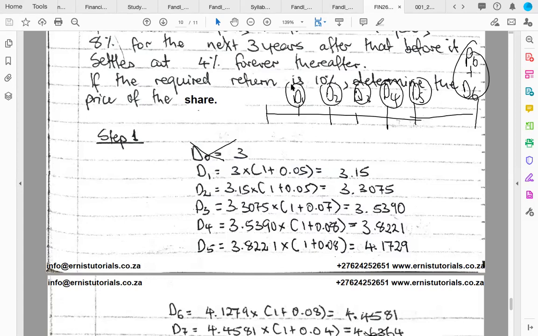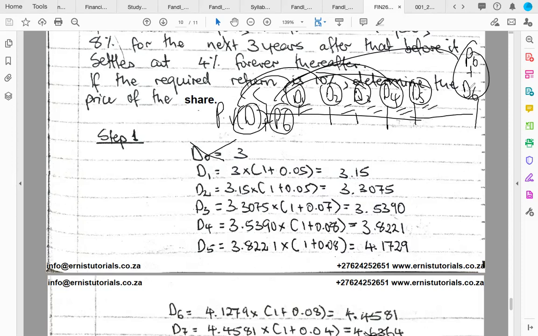So remember when I said the price of the share is simply finding the present value of all these dividends, right? Including that price at time 6. We're finding the present value of all those dividends and this final price. And then the sum of all those expected future cash flows will give us the price of the share today.